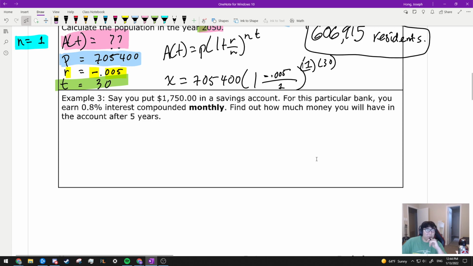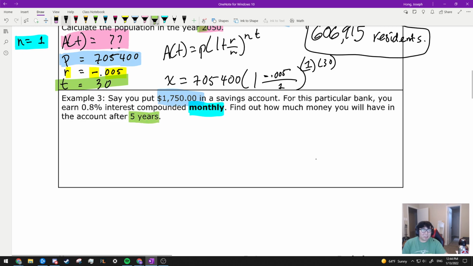So say that you put this amount of money, about $1,750, into a savings account, and you earn this much percent value, which is pretty true, but it now compounds monthly. So how much money would you make in a year, in 5 years?